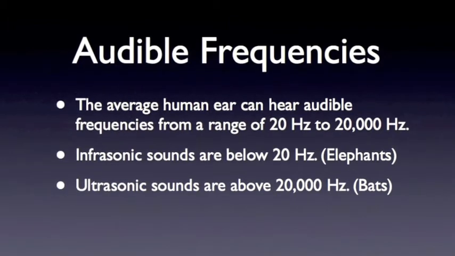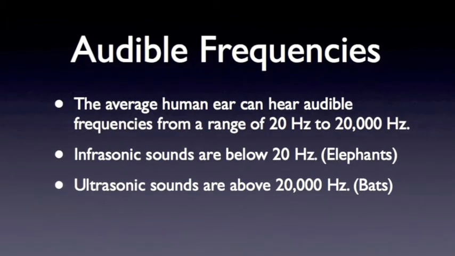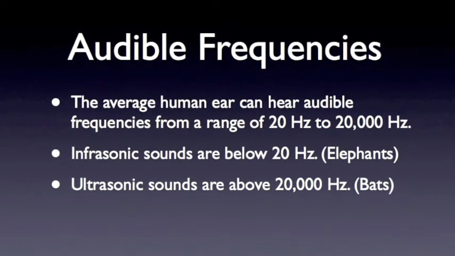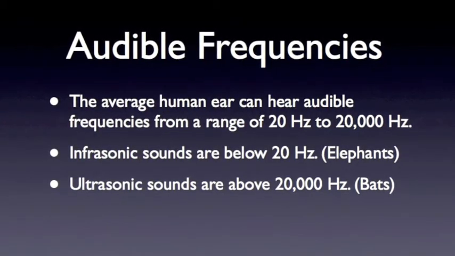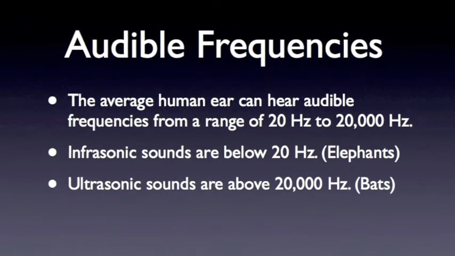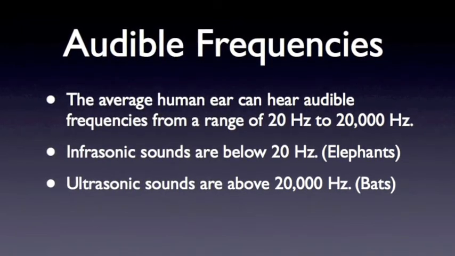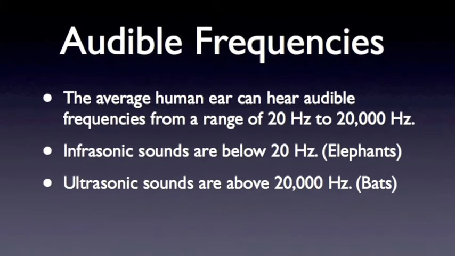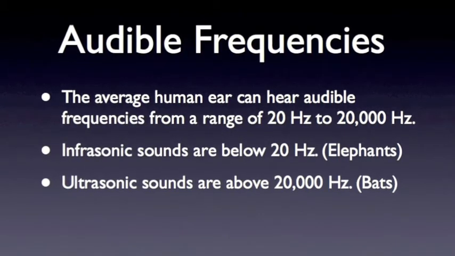Audible frequencies. The average human ear can hear audible frequencies from a range of 20 Hz to 20,000 Hz. Infrasonic sounds are below 20 Hz. This is the kind of sound that elephants can hear. Ultrasonic sounds are above 20,000 Hz. Bats can hear this kind of sound.